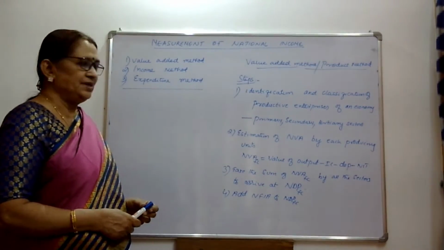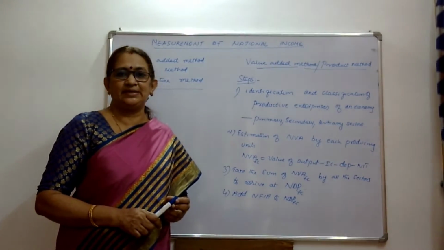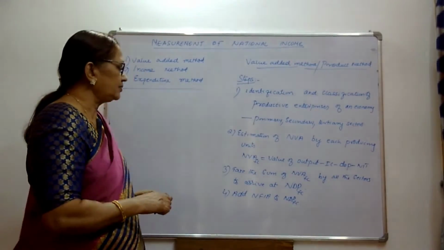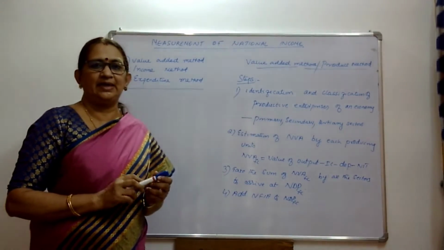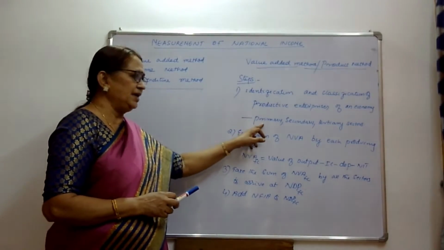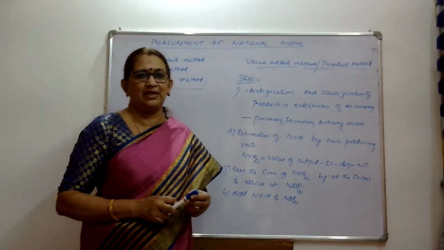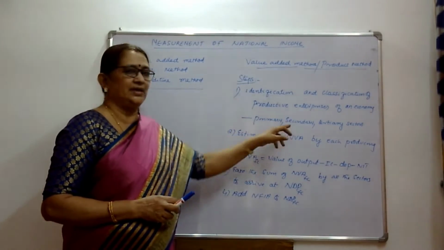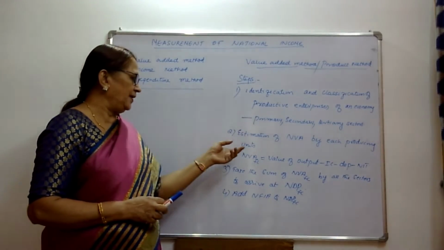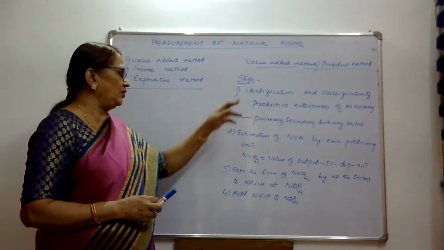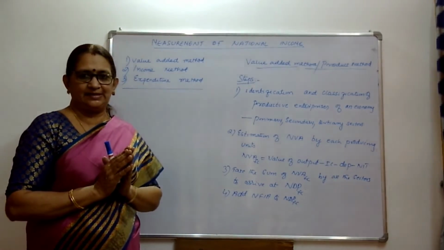The first step is identification and classification of the productive sectors in an economy. Which are the productive sectors of an economy? Primary, secondary and tertiary sectors. Primary: agriculture and related activities; secondary: industries; and tertiary: services. So, primary and secondary are producing goods and the tertiary sector is producing services. And the second step is, so we are identifying and classifying the productive enterprises.